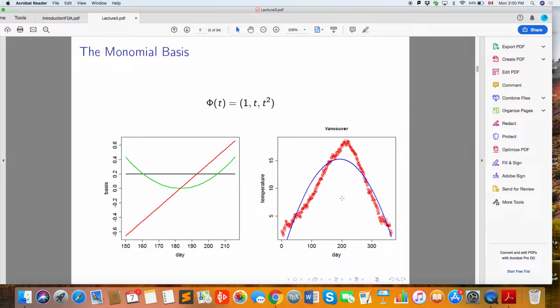So when we add the quadratic term t squared, you can see now these three basis functions are able to capture the temperature curve much better, right? But still not satisfactory, because if you look at this part, it didn't capture the peak here, and also didn't capture the left tail boundary part well enough.